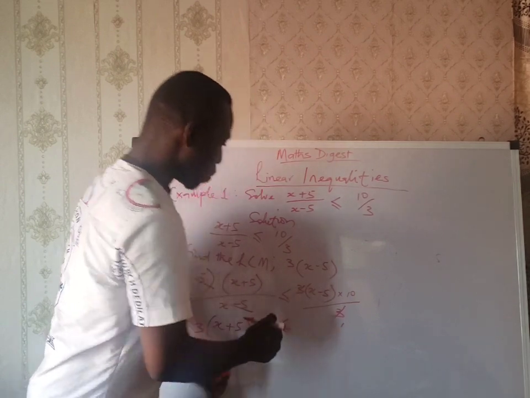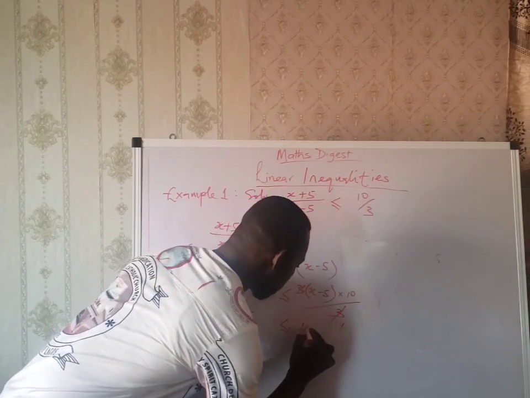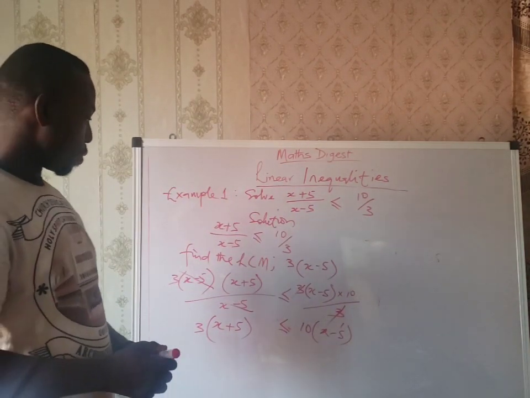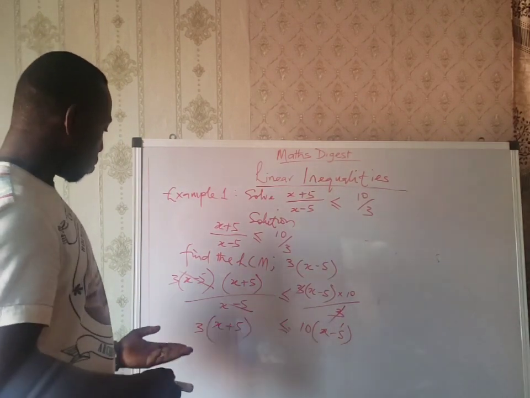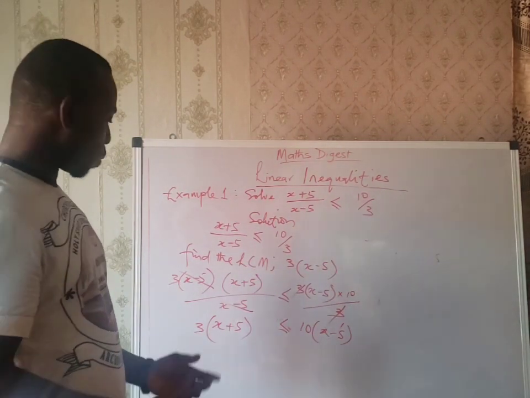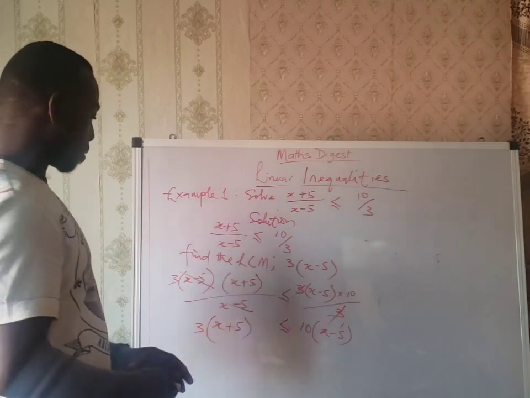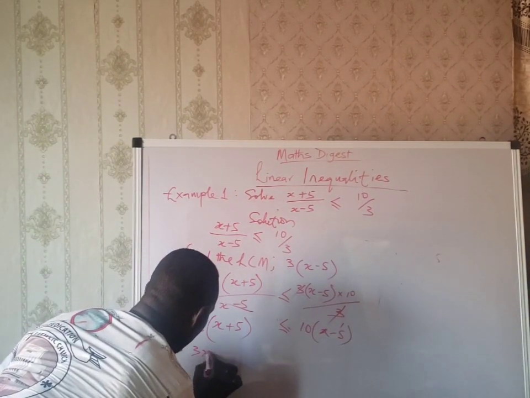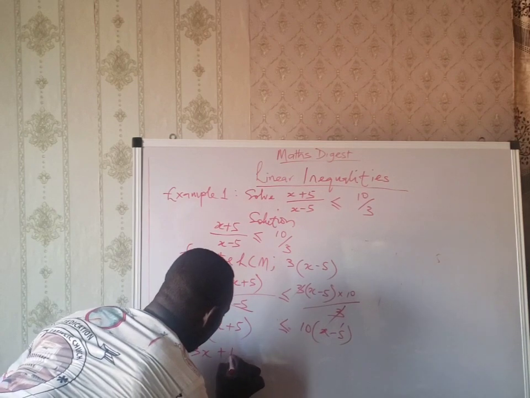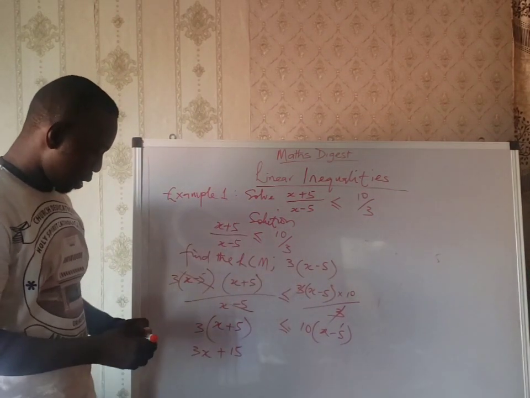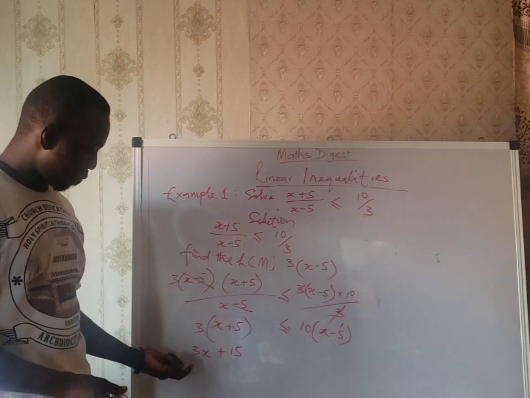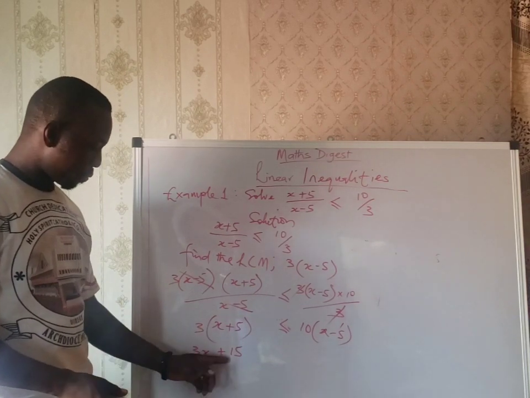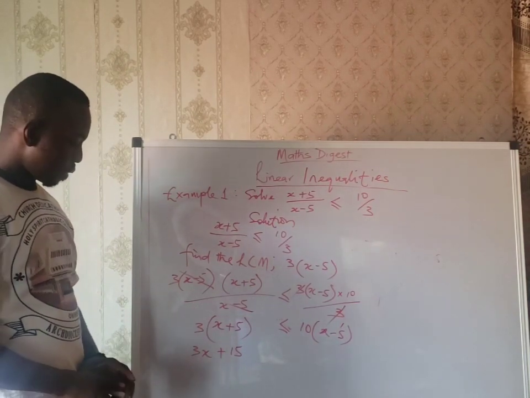We are now left with 10 open brackets x minus 5. So at this point, we are going to multiply out what we have in the bracket with the number outside the bracket. Doing this now, on this side we say 3 times x, we have 3x. We equally say 3 times 5, we have 15.